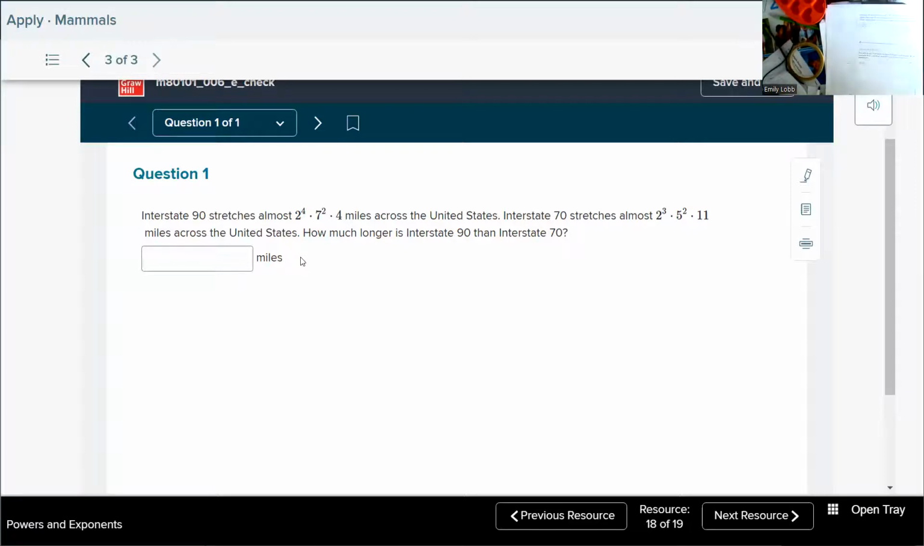So what math are we doing? We have powers that we have to evaluate. We have multiplication we have to evaluate. And then to find out which one is more, we have to find the difference, which means we're going to have to subtract. So go ahead and try those. Evaluate how long Interstate 90 is. Evaluate how long Interstate 70 is. Start writing it out. You should be working.